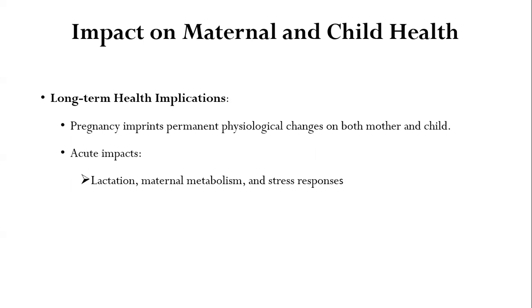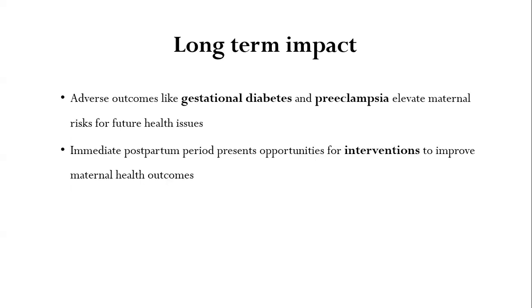There may be some long term health implications of this fourth trimester. Pregnancy, in fact, imprints permanent physiological changes on both the mother and the child. The acute impacts may be felt on lactation, maternal metabolism, and stress responses. The long term impact may be certain conditions in pregnancy like gestational diabetes and preeclampsia. They elevate the maternal risk for future health issues. The immediate postpartum period therefore presents opportunities for interventions to improve the maternal health outcome.